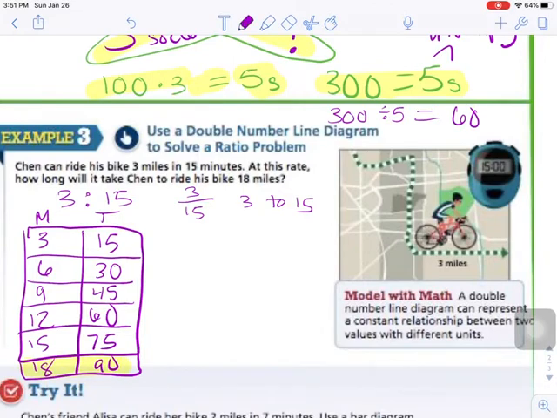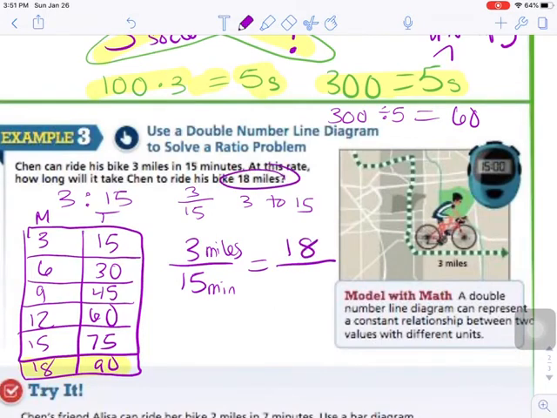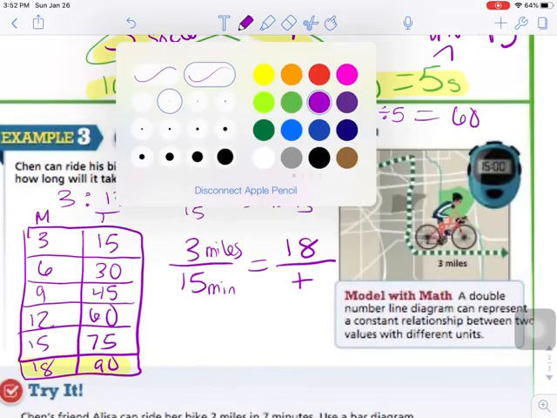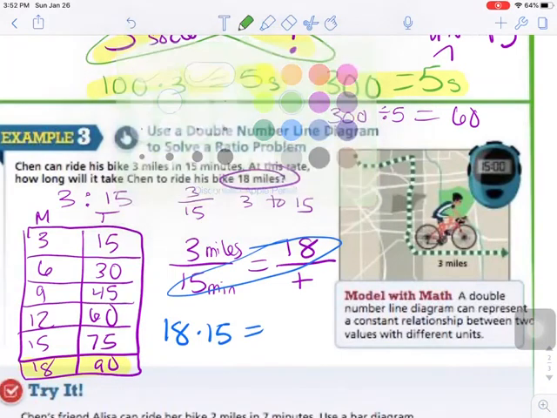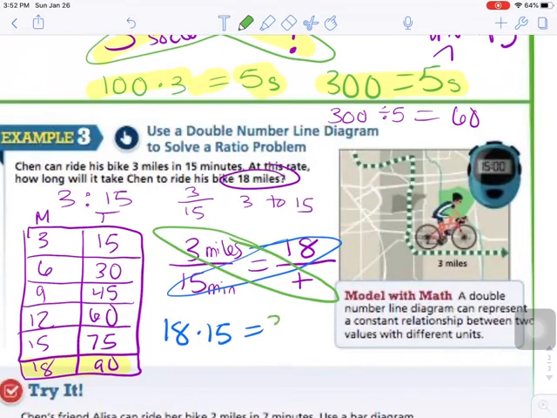The other way I could do that is to set up my cross multiplication. So I know I have 3 to 15, and my 3 represents my miles, so miles are on top, and minutes is down below. I'm going to set that equal to my new ratio, and it's giving me 18 miles, and we know miles goes on top, so I'm going to put 18 on top. And my denominator, we don't know how much time is going to be yet, so I'm going to use a variable for that. So I'm just going to put T for time. And now I'm going to use my cross multiplication method. So I'm going to go across 18 times 15, set that equal to the other side, which is 3 times T, or just 3T.